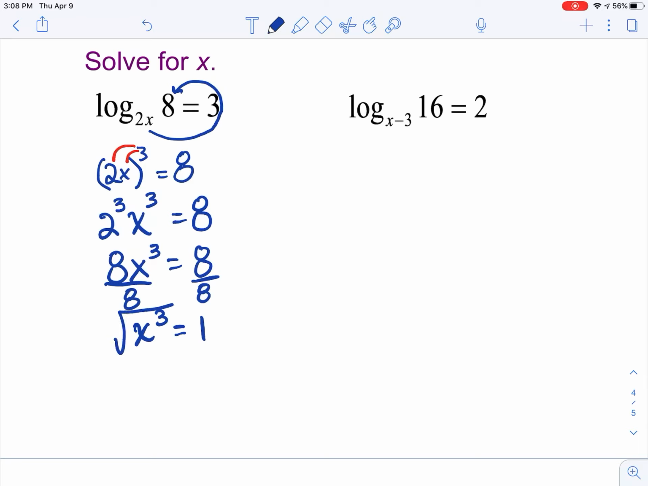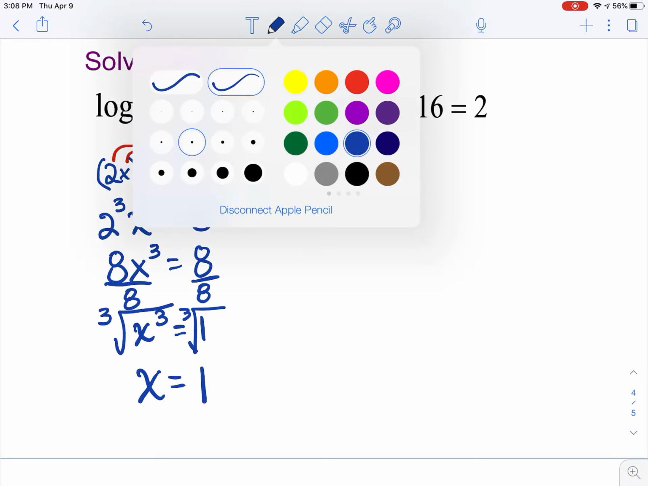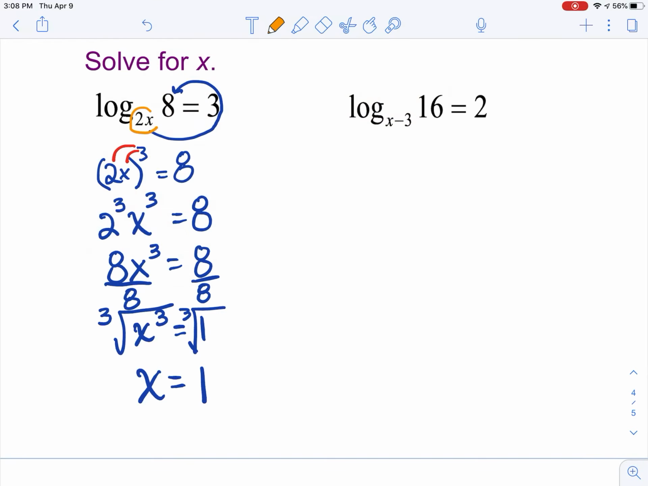And to get rid of a cube, I would have to cube root each side. So x equals, what is the cube root of 1? It is positive 1. Again, you need to check because I cannot have a negative number right here either. So 2 to the first is positive, so x equals 1 is our answer.